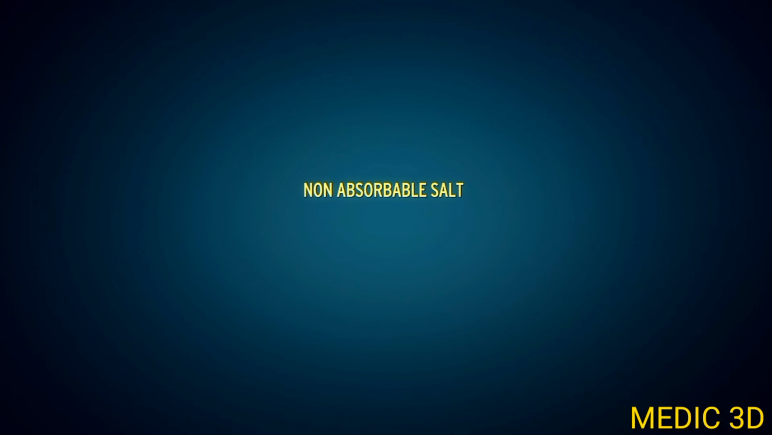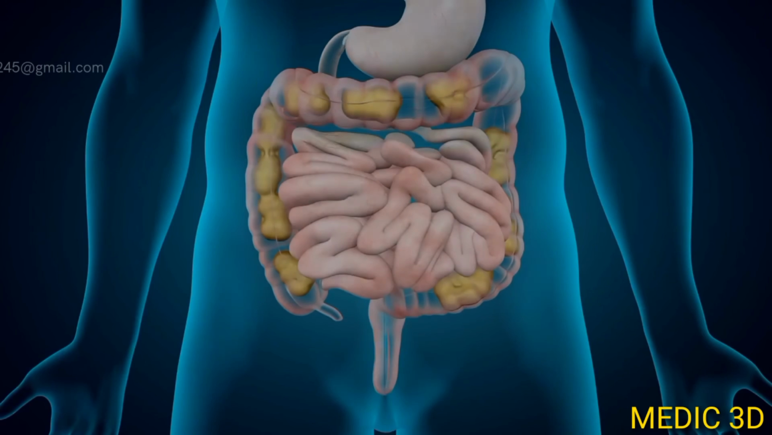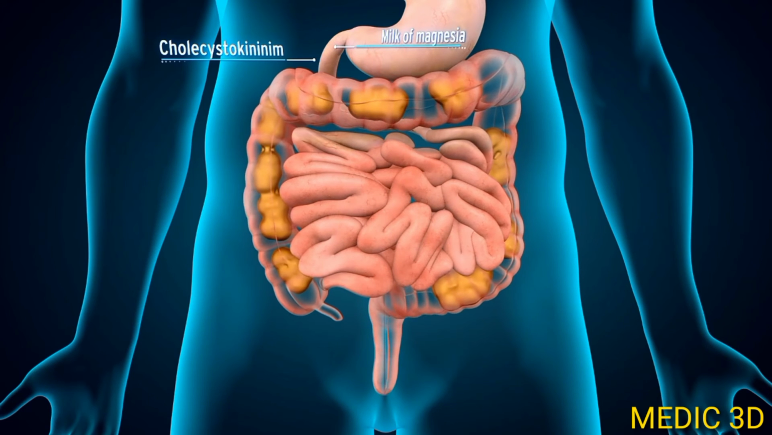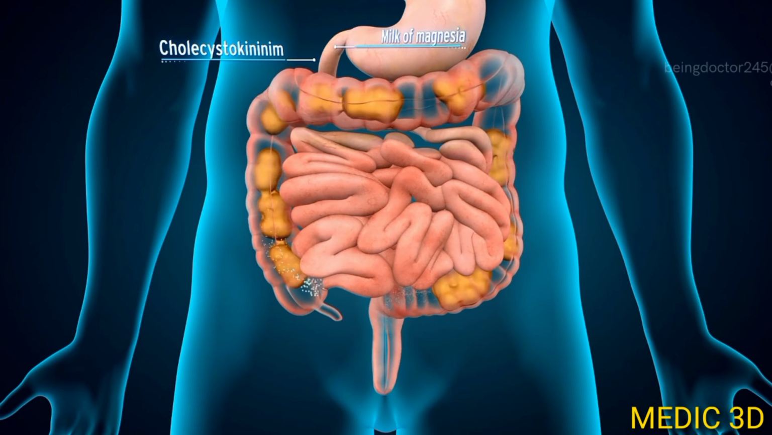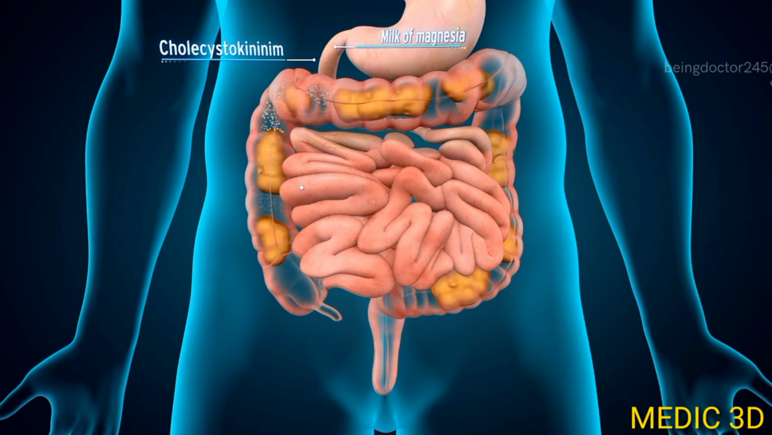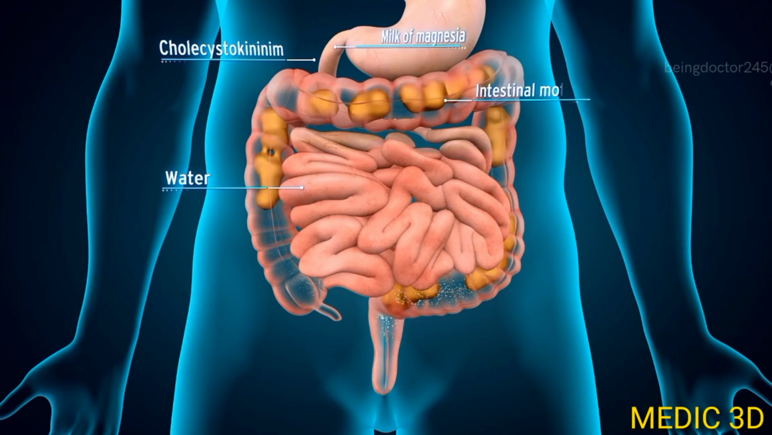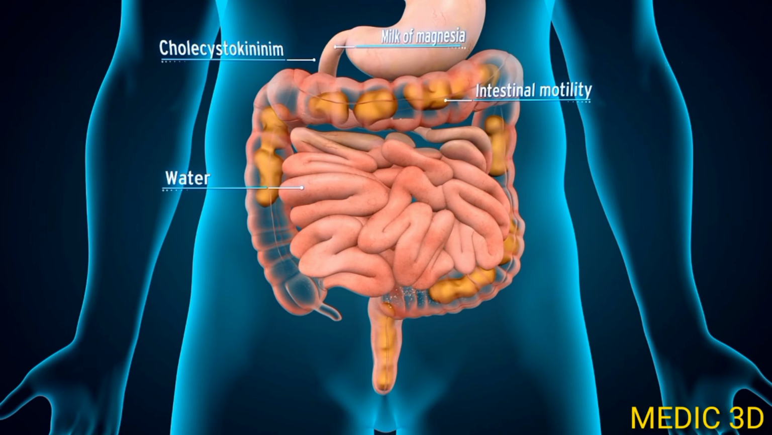Non-absorbable salts, example milk of magnesia. Mechanism of action: milk of magnesia seems to stimulate the release of cholecystokinin, which leads to intraluminal fluid and electrolyte accumulation, which leads to draw water into the lumen of the colon. This increases intestinal motility. These actions result in more rapid transit of gut contents into the larger bowel, where distension promotes evacuation within 3 hours.